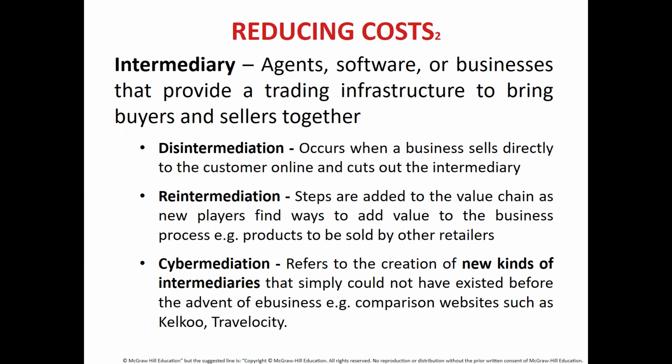Re-intermediation: steps are added to the value chain as new players find ways to add value to the business process. Example, products to be sold by other retailers. A local example would be Tapo Group Fiji, which imports items to Fiji and then sells them to supermarkets for reselling. This is an example of re-intermediation.